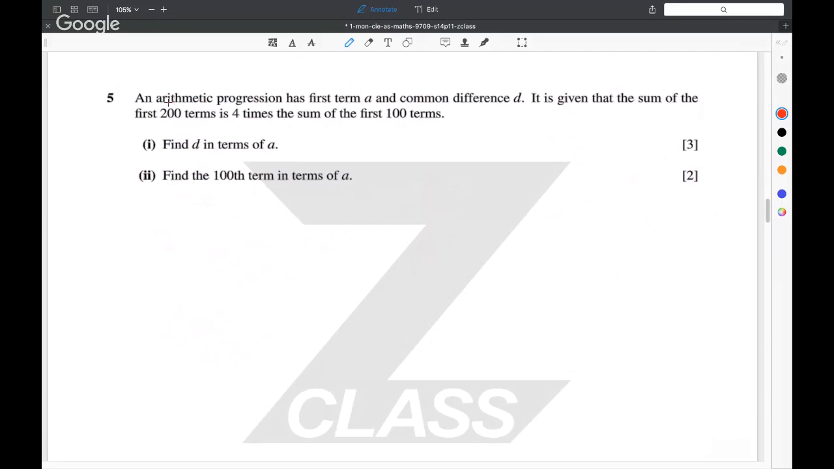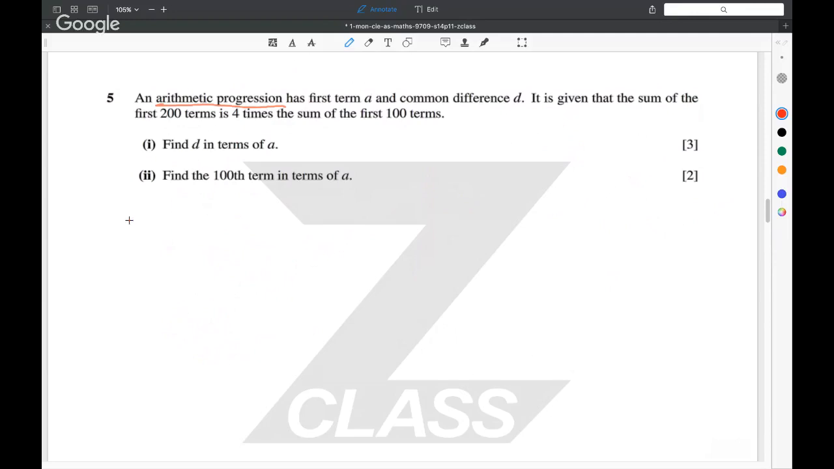Question 5, we're asked that an arithmetic progression has first term a and common difference d. So an arithmetic progression is uniquely determined by the first term a and the common difference d. Now it is given that the sum of the first 200 terms is 4 times the sum of the first 100 terms. From this condition, you can set up an equation, and that will give you a relationship between d and a.